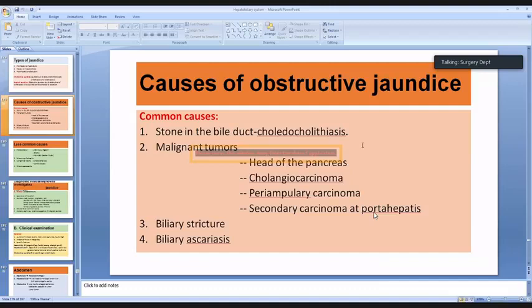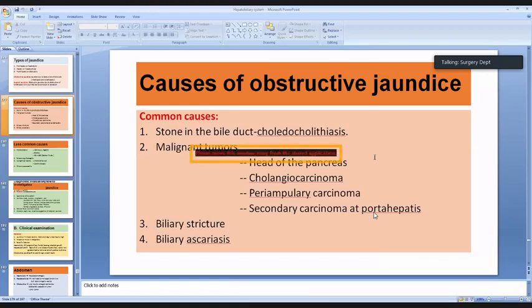The second cause is malignant tumor. Malignant tumor in the pathway of excretion of the bile. The path the bile will take is the right and left hepatic duct, common hepatic duct, common bile duct, pancreas, the first part and second part of the duodenum. So if there is some mechanical problem in this area, there might be obstruction to the outflow.